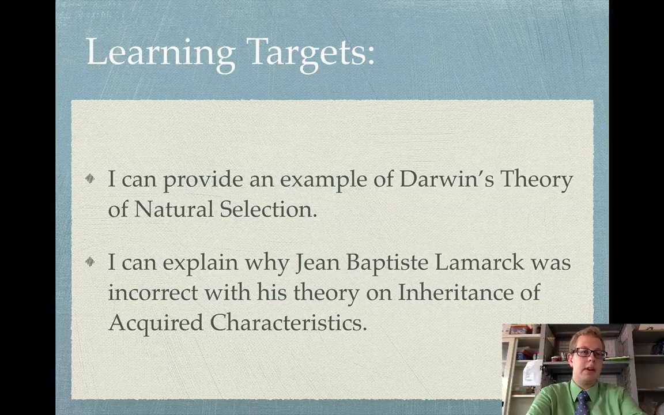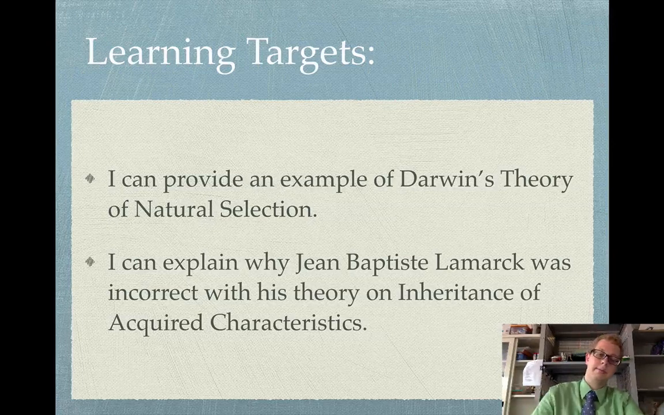Continuing with tonight's video, our learning targets for tonight are: I can provide an example of Darwin's theory of natural selection, and I can explain why Jean-Baptiste Lamarck was incorrect with his theory on inheritance of acquired characteristics.